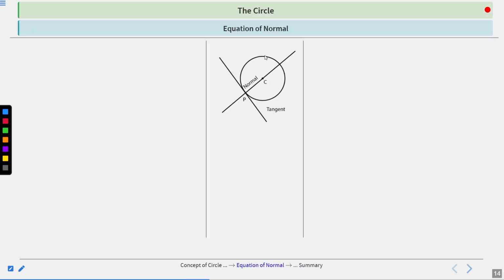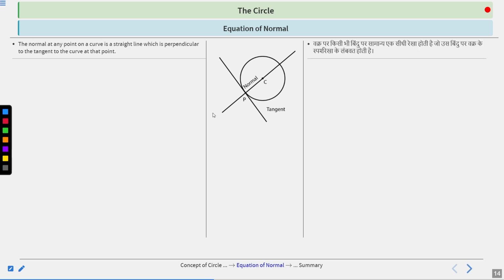Now, equation of normal. We have an equation of circle having tangents and normal. Normal at any point on a curve is a straight line which is perpendicular to the tangent to the given curve at that point, right? Got it?